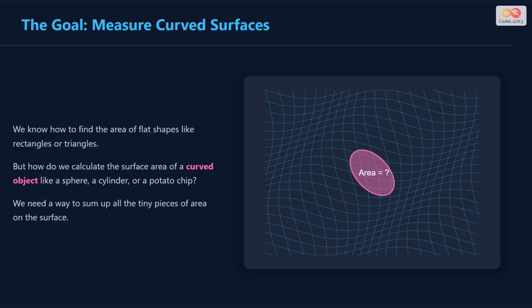Our goal is simple. We know how to calculate the area of flat shapes like rectangles. But what if the surface is curved, like a hill or a sphere? We cannot just multiply length by width anymore because the surface bends. We need a way to chop this surface into tiny pieces, calculate the area of each piece, and add them all up.